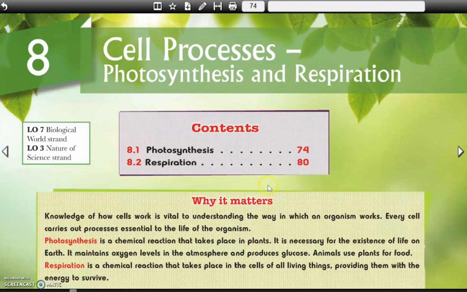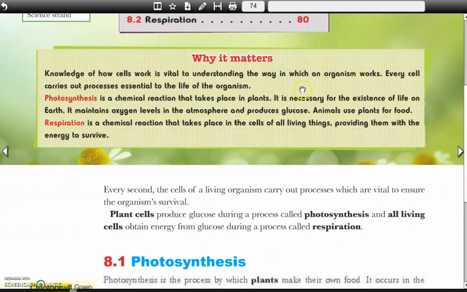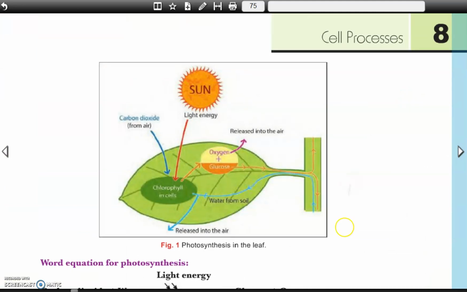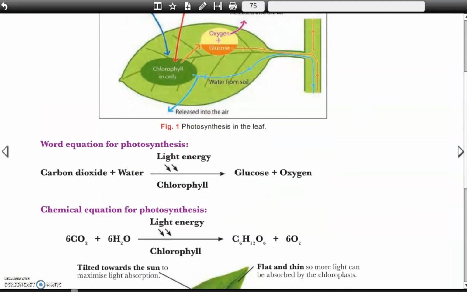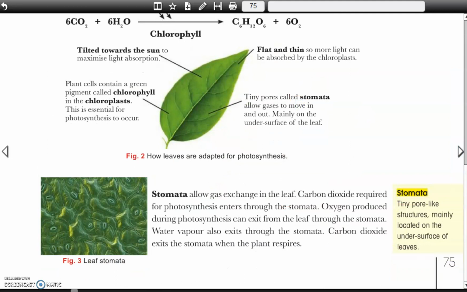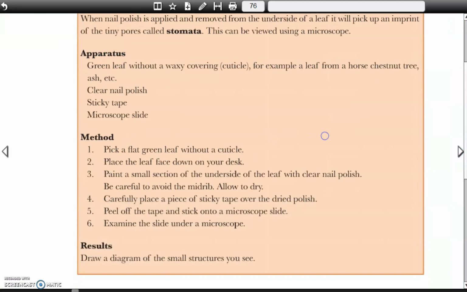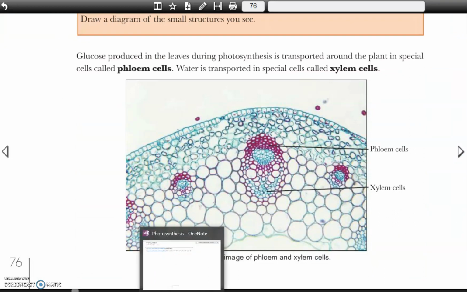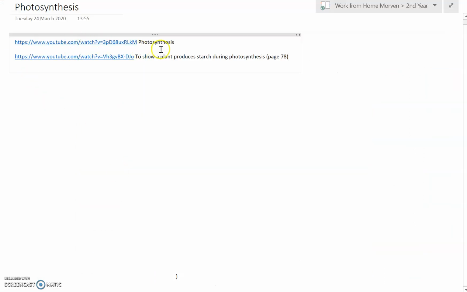What you guys need to be looking at is your textbook, looking through what photosynthesis is, what it's about. It's dealt with in the first 2 pages there, and then it goes into a number of experiments relating to it. So you can read that and go through that stuff. Then in this post I'll have these 2 links here. One is a little video on YouTube explaining what photosynthesis is, and the second one is showing that a plant produces starch during photosynthesis.